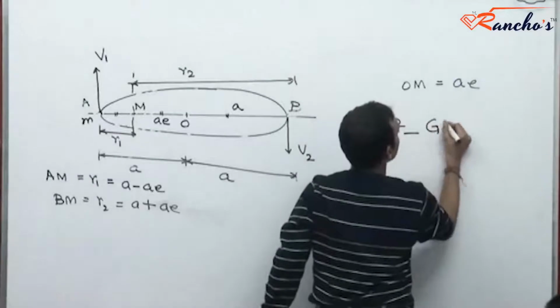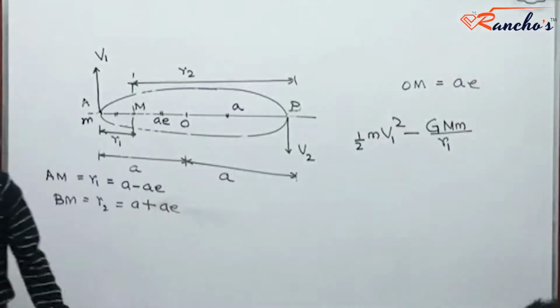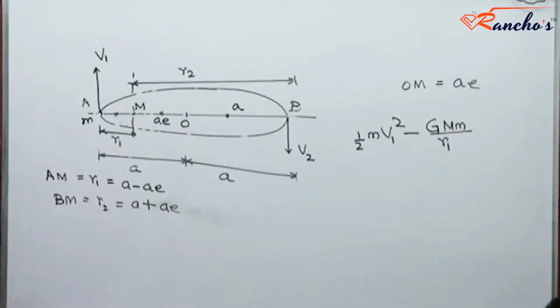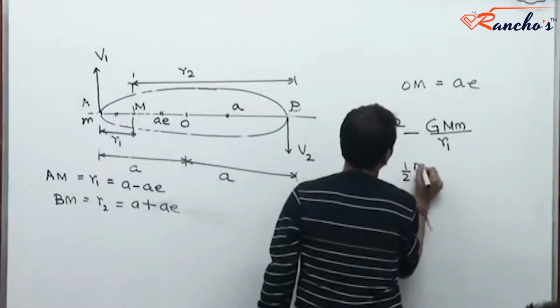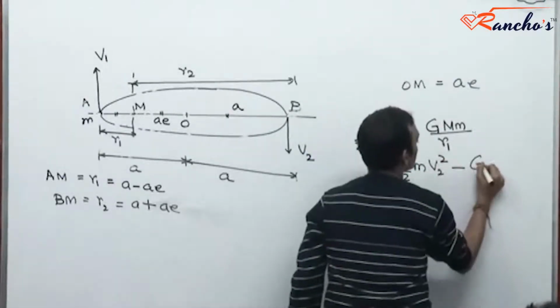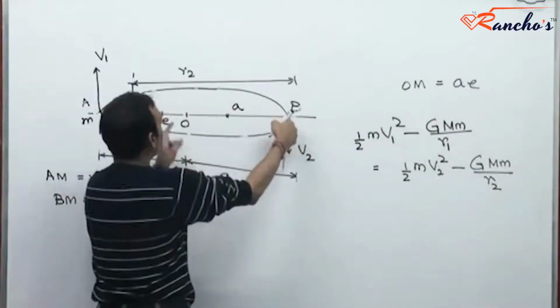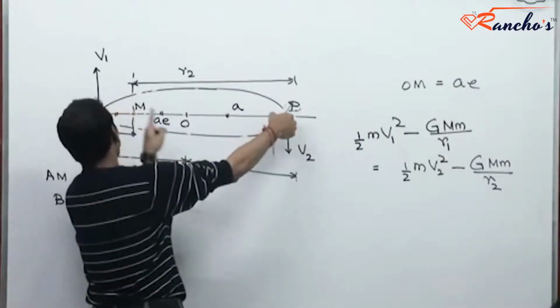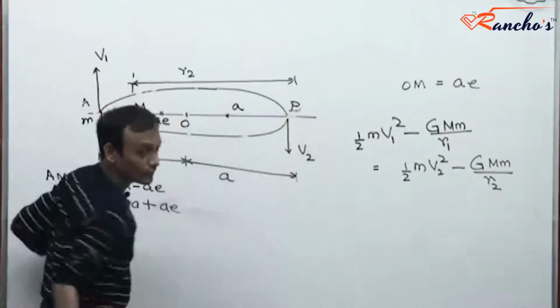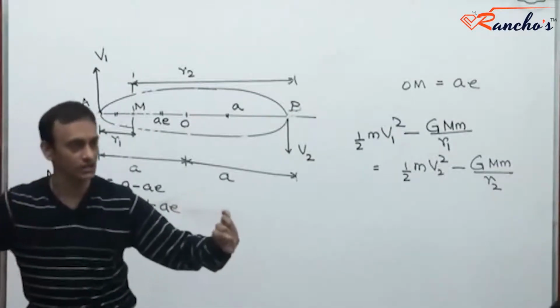So half m v1 squared minus G M m by r1. That's the total mechanical energy at A, which in turn must be equal to the total mechanical energy at B. The total mechanical energy at B is half m v2 squared minus G M m by r2, right? Half m v2 squared is the kinetic energy and this distance is r2, so the potential energy is minus G capital M small m by r2. r2 is this length, right? So that's the law of conservation of energy applied between perigee and apogee, right?